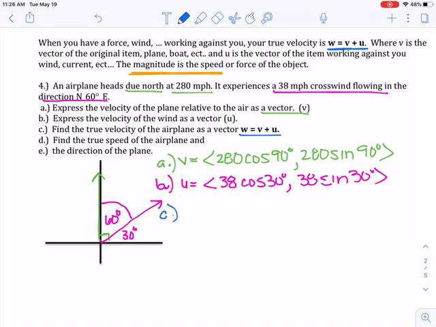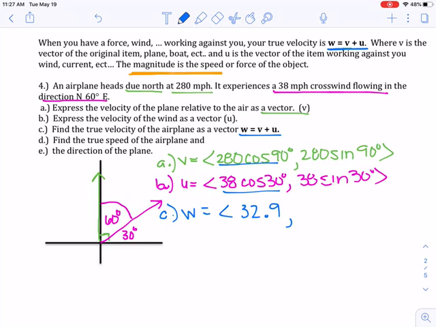So for part C, to add my two vectors together for vector W, I'm going to start by adding my x components together. I take 280 times the cosine of 90 degrees, which is 0, plus 38 times the cosine of 30 degrees, and that gives me 32.9. We can round all these answers to the tenths place if you want to. When you're checking your answers in the back of the book, they'll leave them in radical form because a lot of these angles are special angles on the unit circle, but feel free to leave them as decimals.